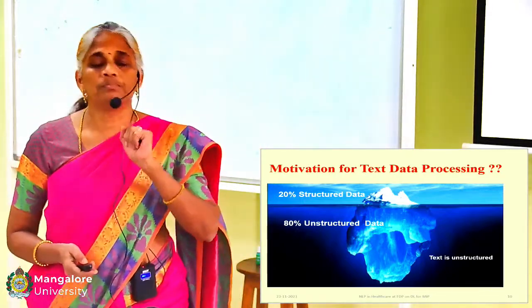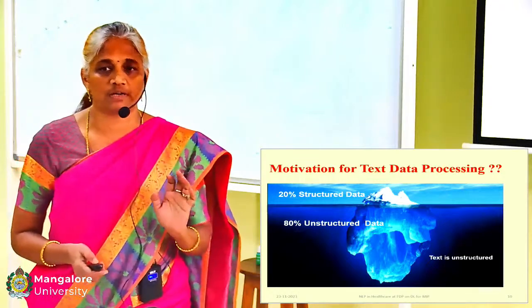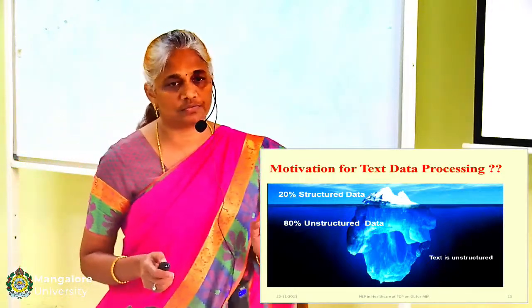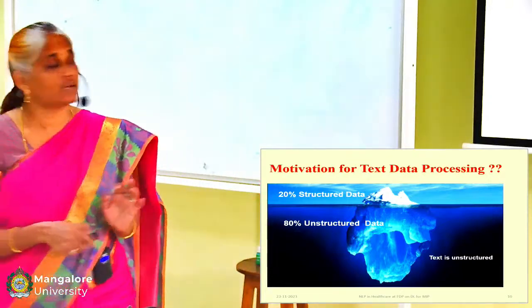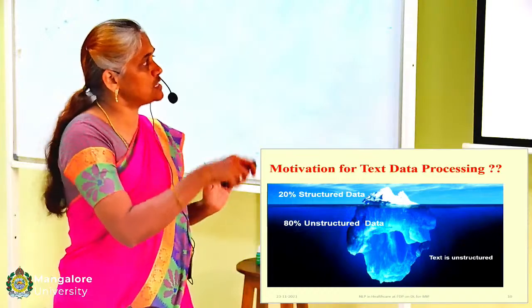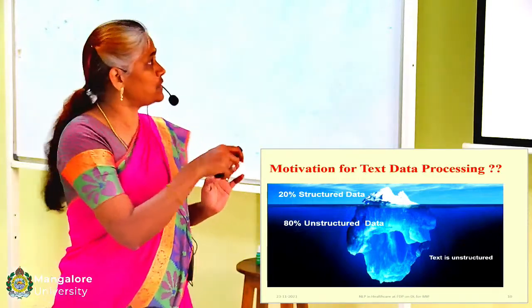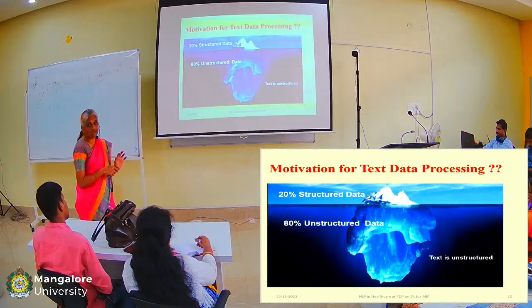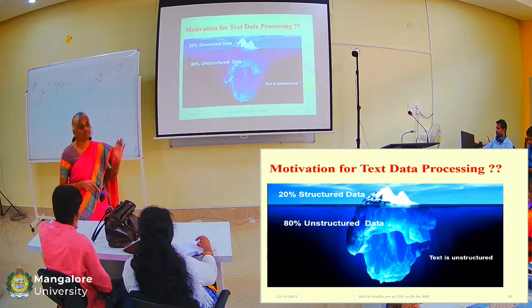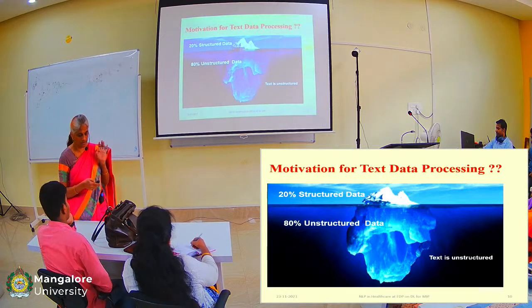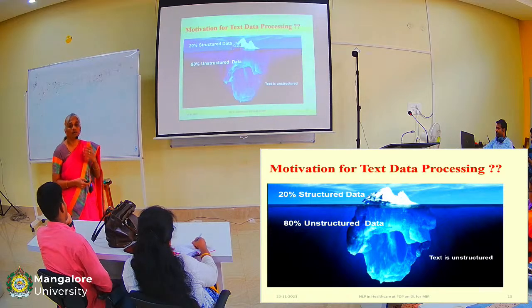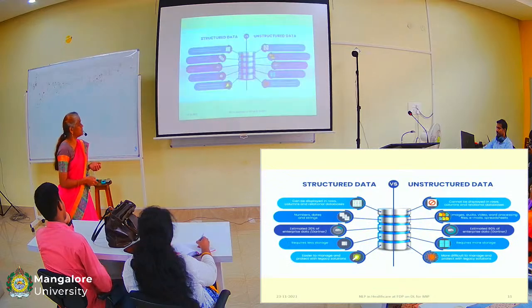You list out all possible types of data on this earth, right? 80% of that data is unstructured data, right? And of that unstructured data, 70 to 80% we can say is text. And text is present everywhere. That is the reason why a lot of people are motivated to take up this text data processing.